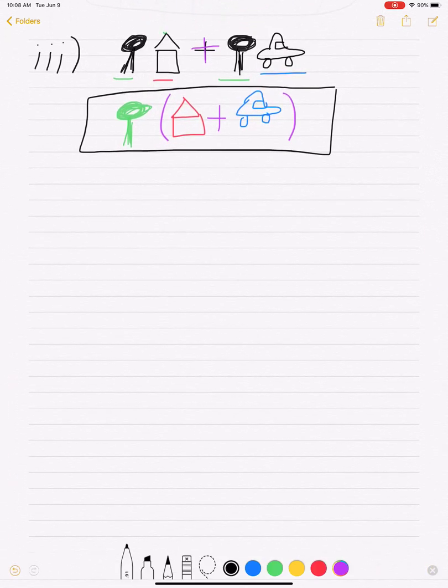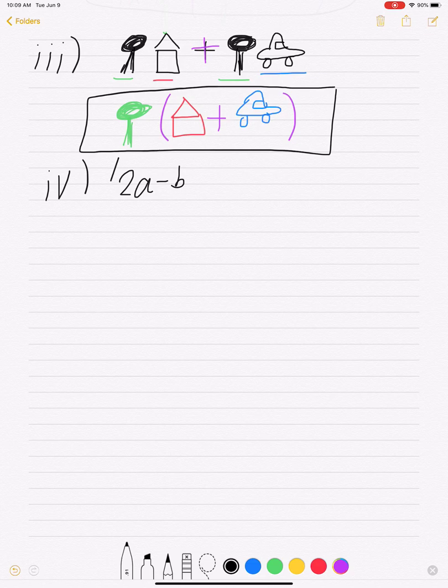All right. Might seem like a silly problem there, but it's actually useful, I think. Let's say we have 7x times 2a minus b plus 2a minus b times 4y. So I'm going to tell you that this is actually a tree problem. Number 4 is a tree problem.